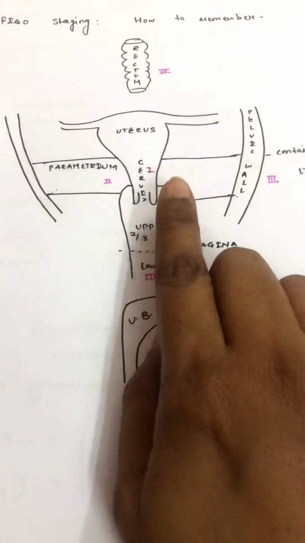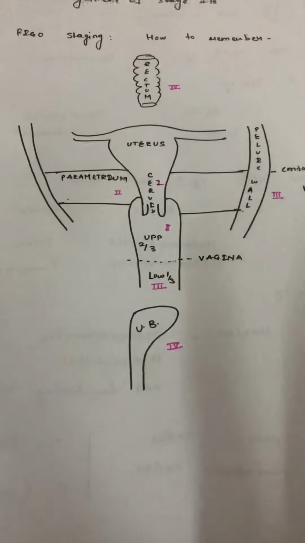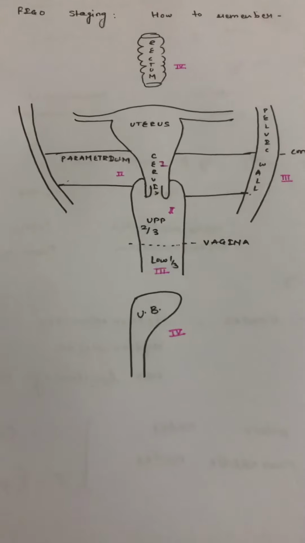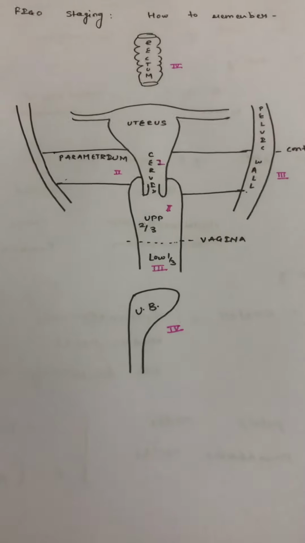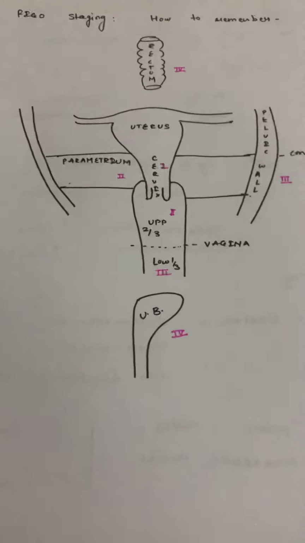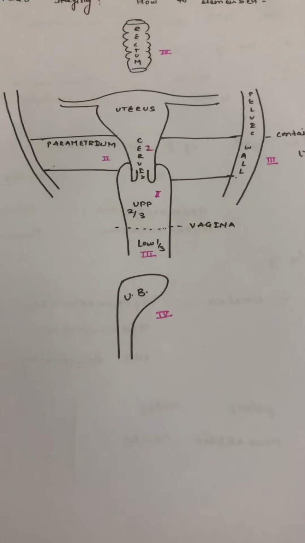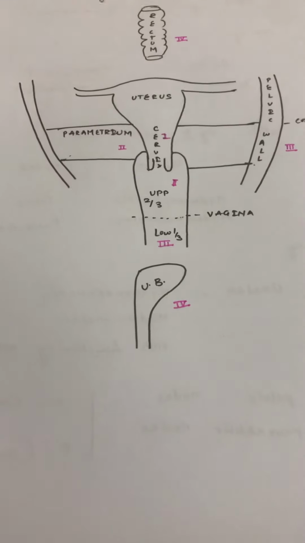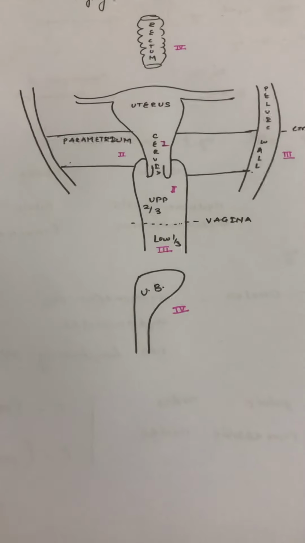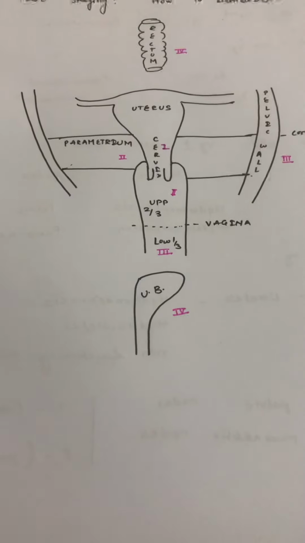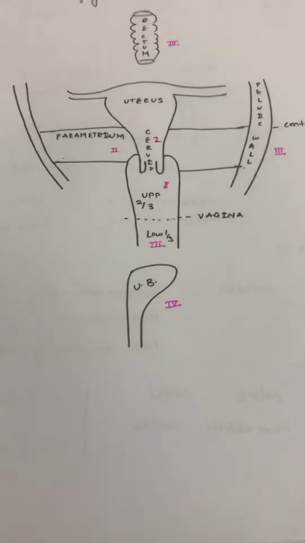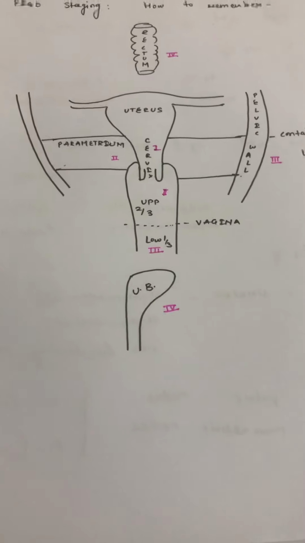Stage 1 is limited to the cervix. When we say 1, then there is A and B. A is microscopic, B is bigger lesions. So A1 maximum dimension is less than 3 millimeters. In A2 it is between 3 millimeters to 5 millimeters. In B there are B1, B2, B3: more than 5 millimeters but less than 2 centimeter, 2 to 4 centimeter, and more than 4 centimeter.